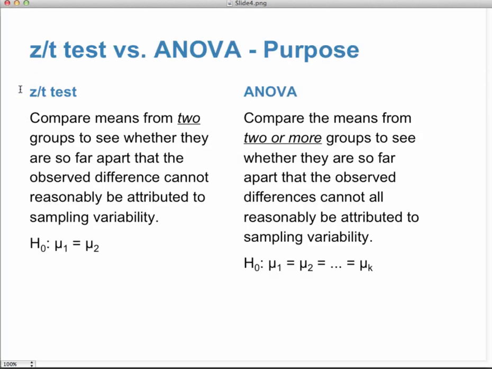So why not just do a t-test? Why not grab mu1 and mu2, then mu1 and mu3, and mu1 and mu4, etc.? Why don't we just do it that way? It turns out it doesn't work.